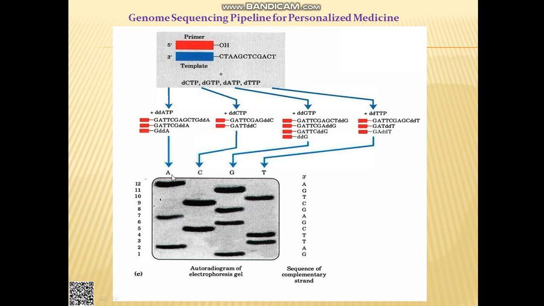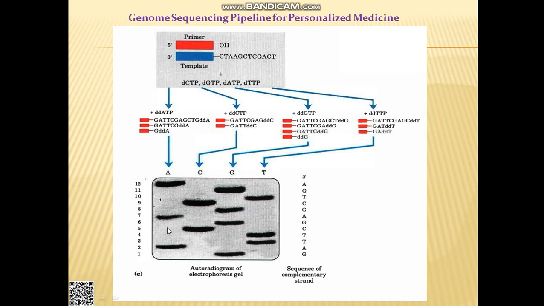So what we are trying to say is, we are having 4 different test tubes. In all test tubes, deoxy C, G, A, T is there. But along with that, in the first test tube, there is a dideoxy A. Here it is dideoxy C. There is dideoxy G and dideoxy T.